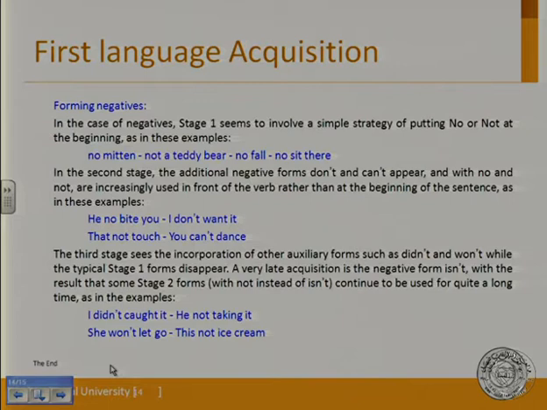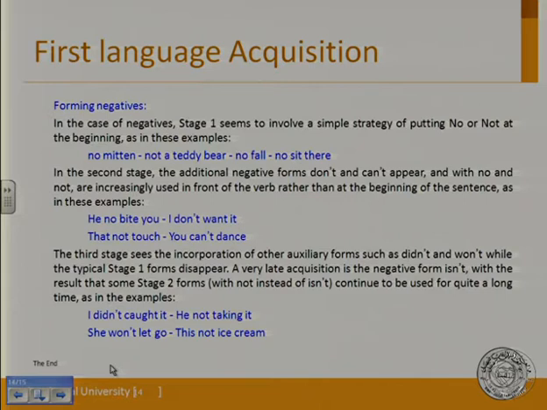And with no and not, they are increasingly used in front of the verb rather than at the beginning of the sentence, as in these examples. He no bite you, I don't want it, that not touch, you can't dance. So instead of saying he no bite me, he can't want it, and so on.